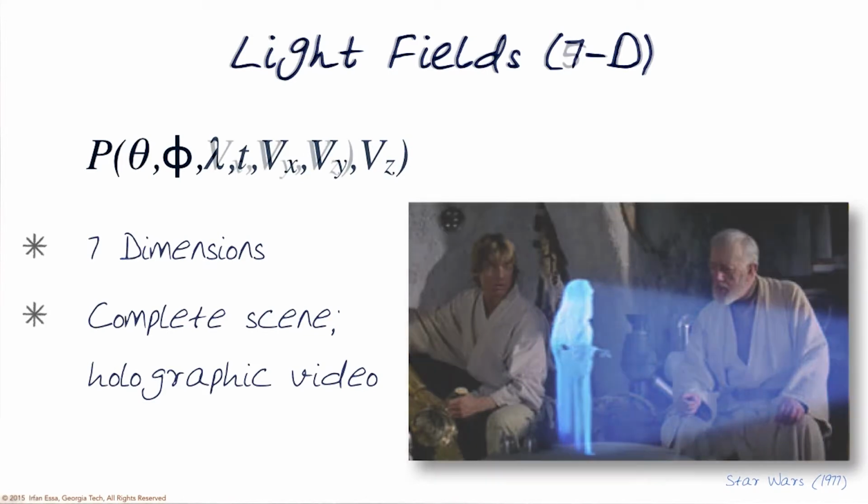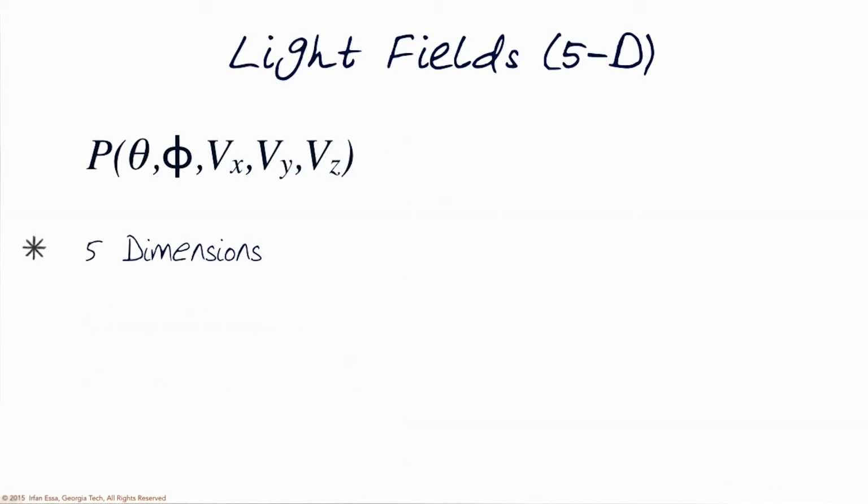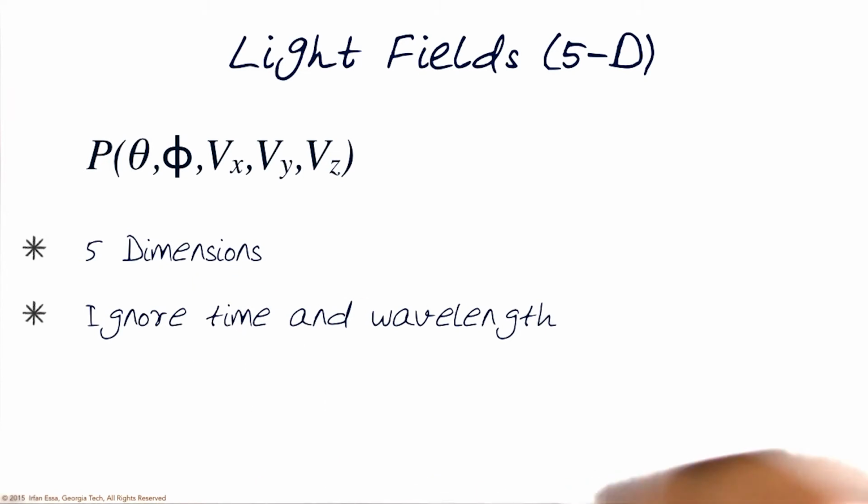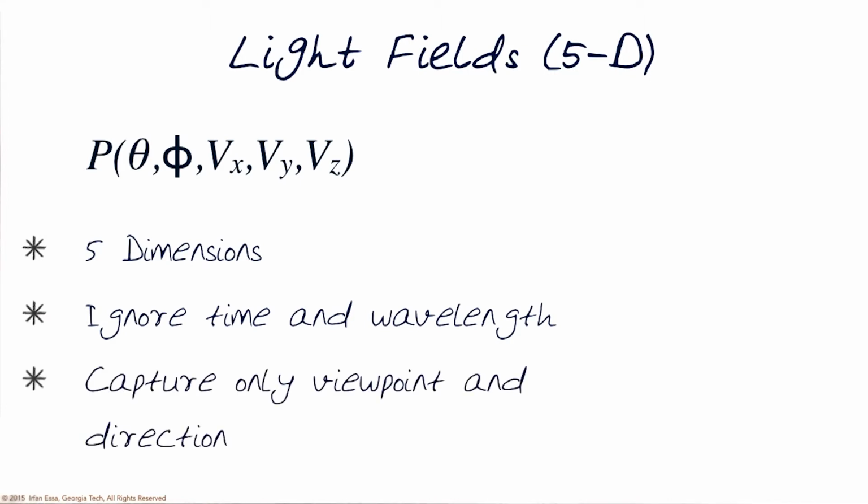We can also, of course, create a 5-dimensional light field. What we notice basically is we're ignoring the time and wavelength. So we're basically not paying attention to the video aspect, the temporal aspect, the dynamic aspect, and also we're saying, okay, let's not worry about too many different types of colors. Let's simplify it as much as possible. It's really more aimed at capturing the viewpoint and the direction of the information.